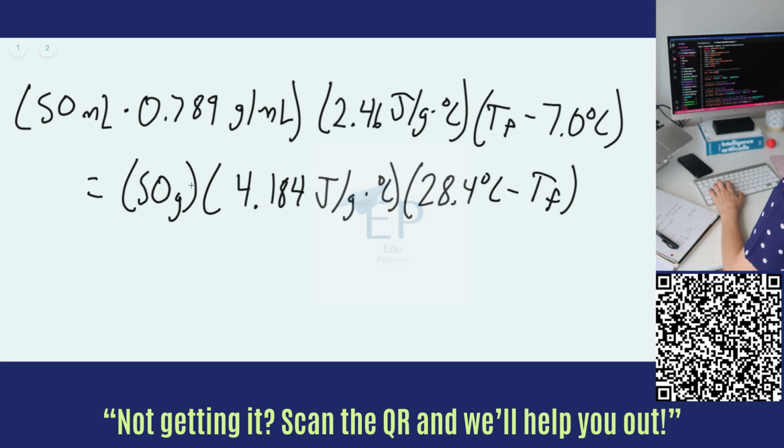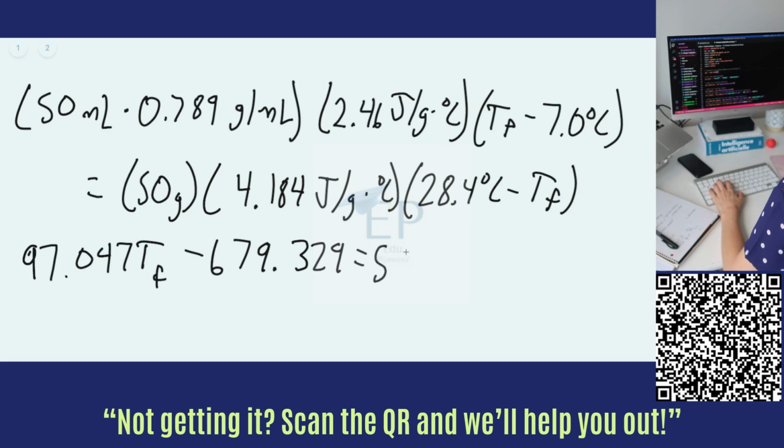And so doing some math on this, we end up with 97.047 times the final temperature minus 679.329 equals 5941.28 minus 209.2 times the final temperature.